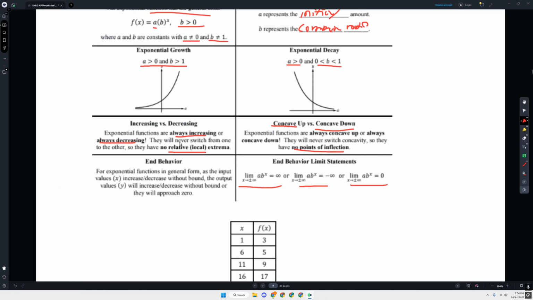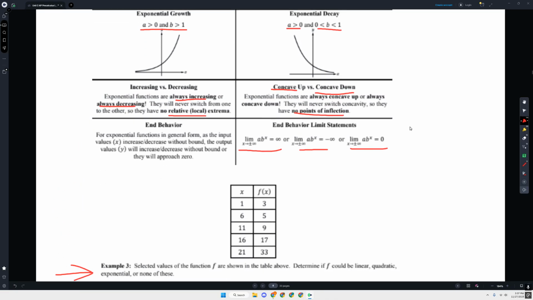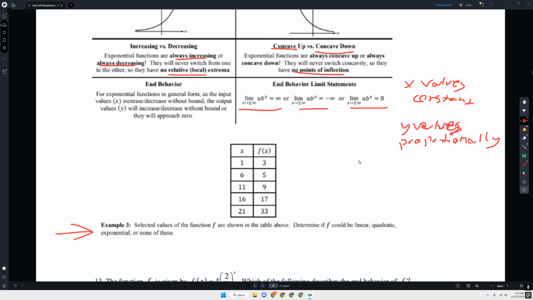And remember that an exponential function has, for the x values, a constant rate of change, and for the y values, it increases proportionally. So that's my hint for this one. And I'll give about a minute or two to solve this.